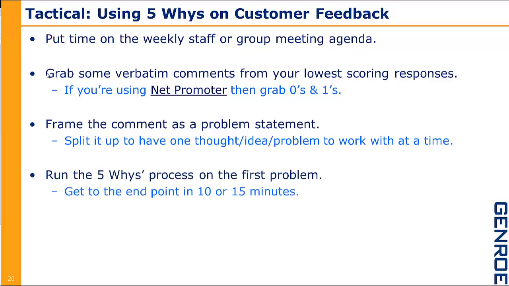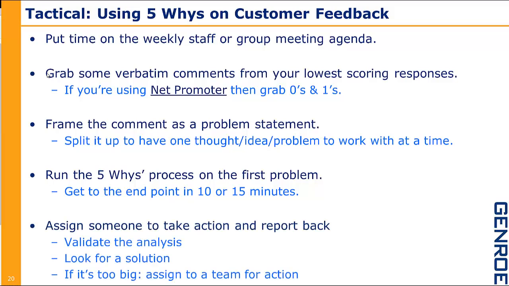So then run the 5 Whys process on that first problem. So do the whole 5 Whys that we just talked about. Look to get to a process outcome at the end of it. Identify what that process might be, and you can do this in 10 or 15 minutes. Grab a sheet of butcher's paper or a whiteboard, and you can really quickly get through this stuff. We really engage everybody in the meeting into the whole process.